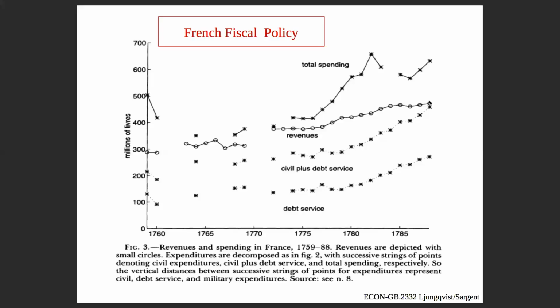So there's a so-called nobility of the robe. Many of those nobles had bought their offices, and the king owed them. The king technically owed them money, and the interest payments on those obligations were the salaries.